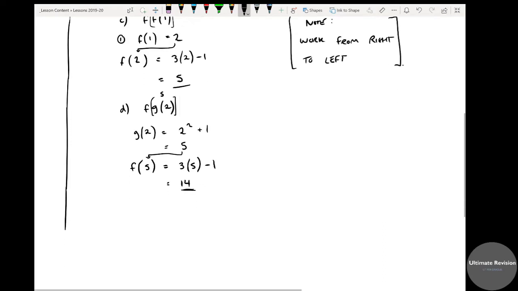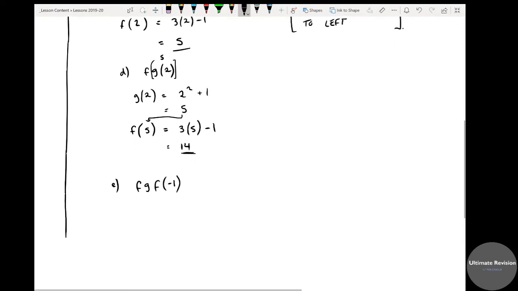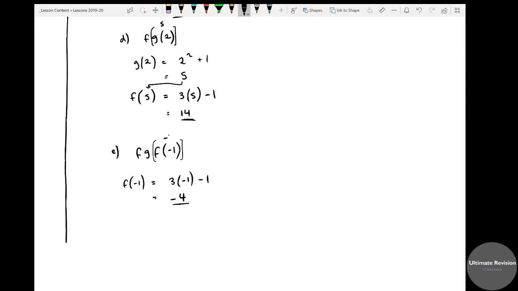Okay, let's see if you can have a go at this one. Let's do a triple. So let's go for fgf of minus 1. Okay, again, pause the video, maybe have a go at that yourself. fgf of minus 1. Same rules apply for this one. So I'm going to start off furthest right. So f of minus 1, 3x minus 1, which is minus 3 minus 1, minus 4. Okay, so that's minus 4 there. I then do g of minus 4.